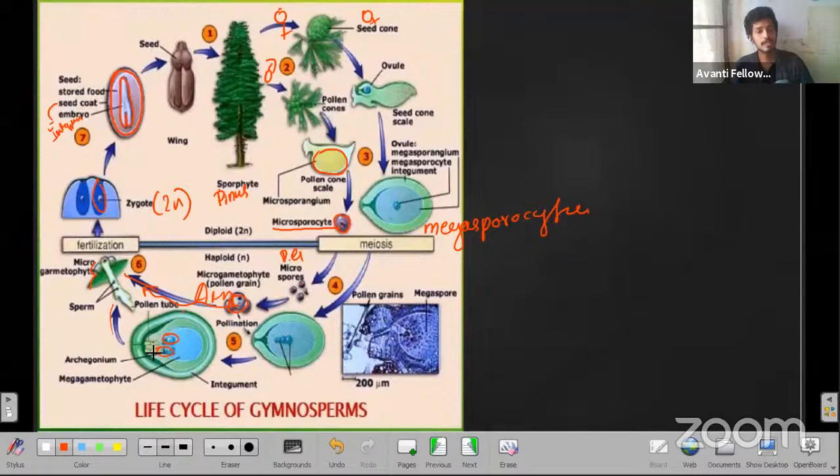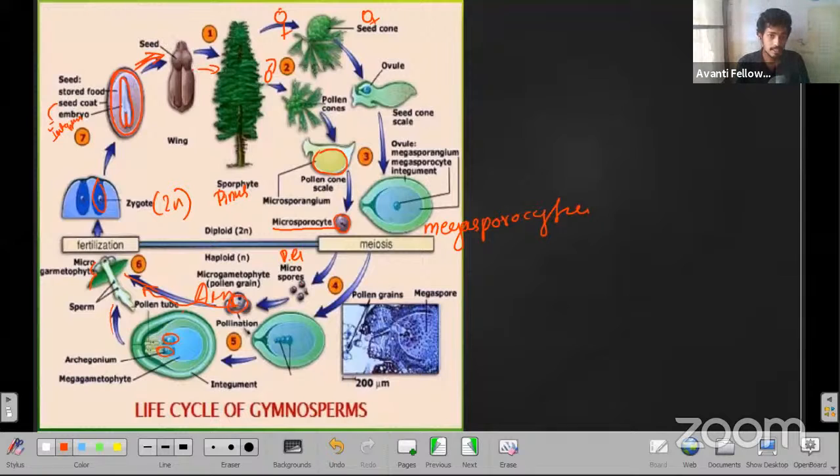This particular gametophyte will give rise to the Archegonium, and when the pollen reaches here, it will start to produce the pollen tube. When the pollen tube reaches up to that particular gamete or egg, they will fuse and form the zygote. That zygote will form an embryo, and the outer integument will turn into a seed coat, and they will be removed from the parent plant after complete development. These are winged seeds, that means the seed also has a kind of wing.